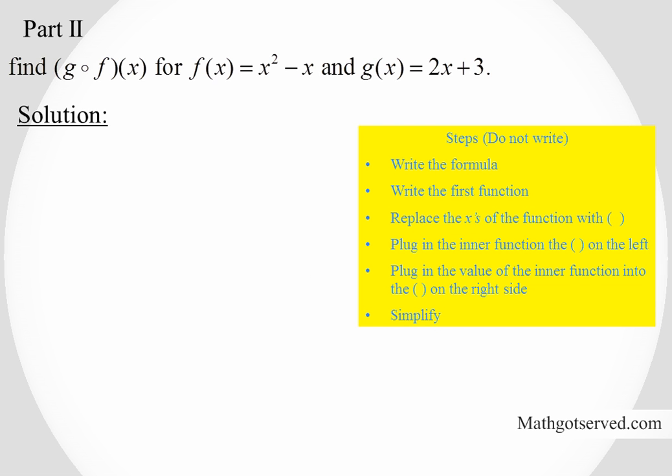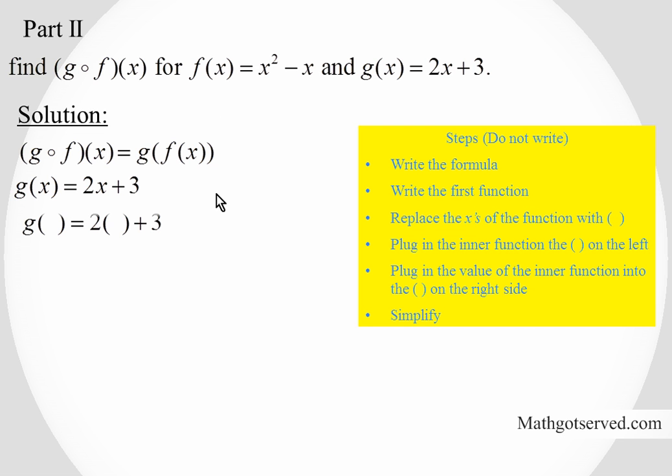So first thing I'm going to do is write down the formula. g composed with f of x equals g of f of x. Now what's the first function that comes here? g comes first. It's the parent function. So let's identify it. We've identified the parent function as g of x, which is 2x plus 3. Now we're going to get the parent function prepped to receive the input, which is f of x. We'll do that by clearing out the x's from both sides of the equation.